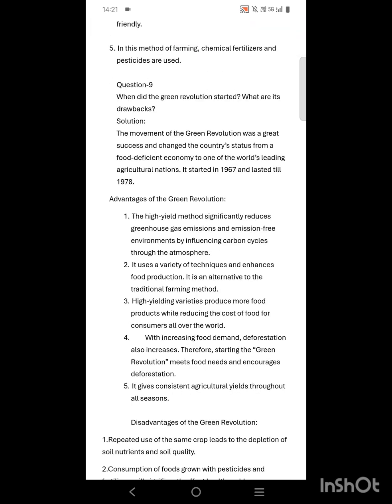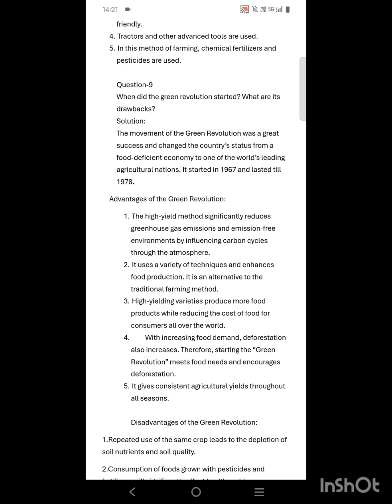It started in 1967 and lasted till 1978. During the time of the Green Revolution, the country's production was at its peak. The production was high, and exports to other countries also increased. That is why the food deficient country, which earlier had a deficiency of food, has become the world's leading agricultural nation and is providing food to other countries also.